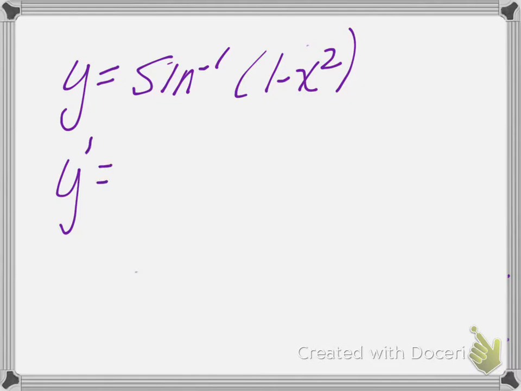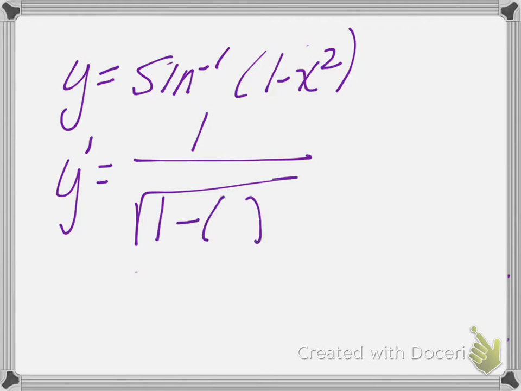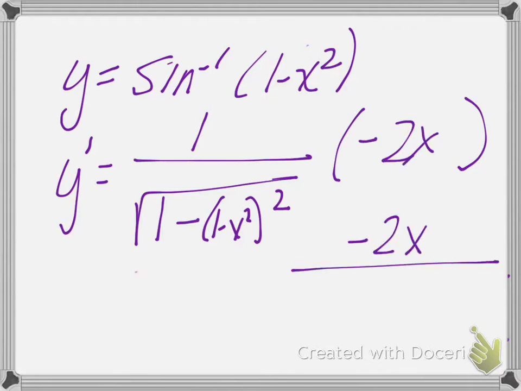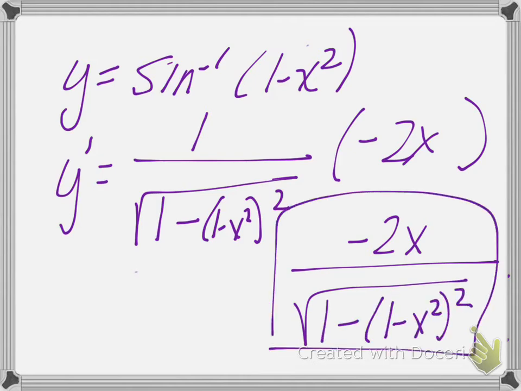Okay, so the derivative of sine inverse of something is going to be 1 over radical 1 minus the something squared times the derivative of the something. So the something is 1 minus x squared, and the derivative of that is negative 2x. So if we write that nice and neat, we'll get this on the top, and on the bottom we'll get this. And that would be your answer.